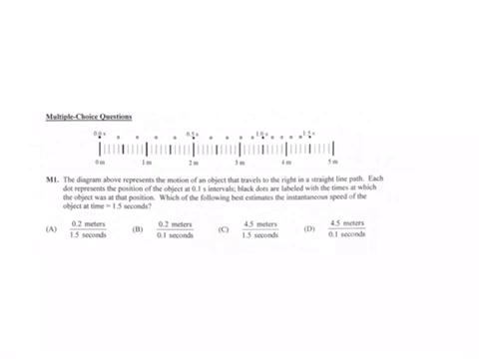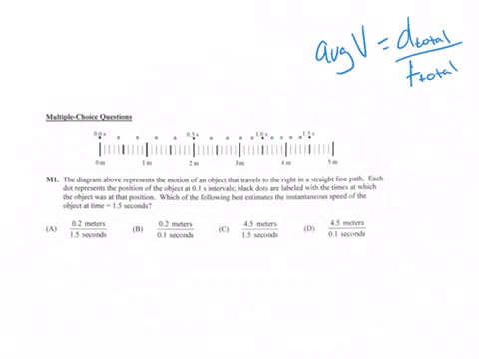So these are the multiple choice problems that were on there. The first one's asking you to figure out what the instantaneous speed is. The instantaneous speed is not the same thing as the average speed. The average speed is total distance over total time. But that'll give you the average speed for this whole thing.